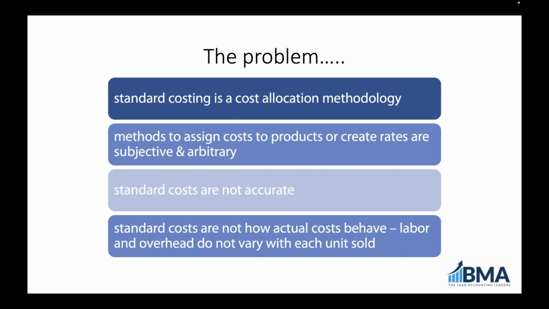And in the fourth part of this slide, it is also not how actual costs behave. And what I mean by that is pretty much labor and overhead. They do not vary with each unit sold. So, if you have a standard cost, you have material, direct labor, and overhead. And let's say the direct labor is $30 per unit for a certain product. And so the thinking is, if I sell one unit, it costs $30 in labor. If I sell 100 units, it's going to cost $3,000 in labor. But that is not how the labor costs work, nor the overhead costs. So let me explain this a little bit.